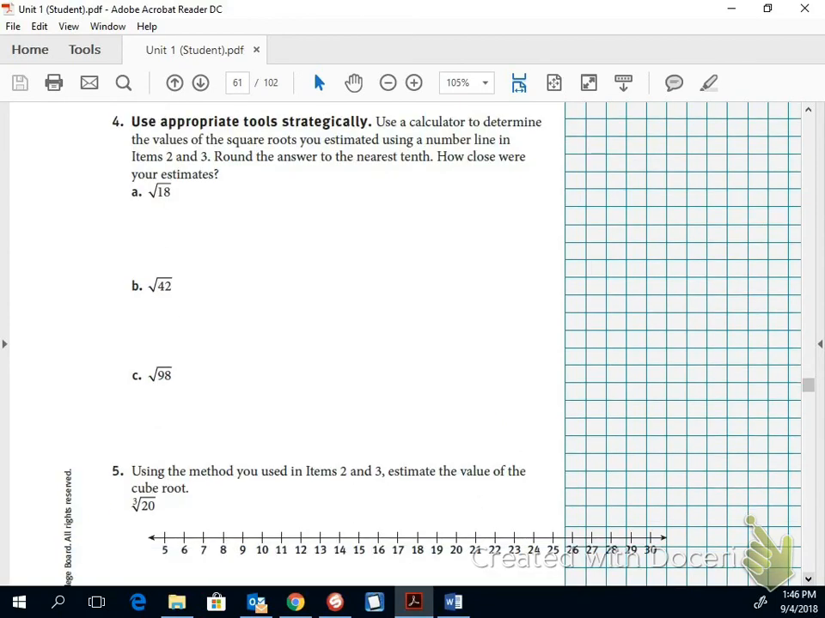Give me, if you would please, the approximate. Now, here's what I'm going to say. I want you to estimate, round the answers to the nearest tenth for all of these. This is the symbol for estimation. You can use your calculator because that's what it's for. Square root of 18, 42, and 98.